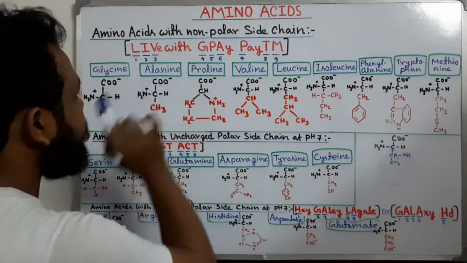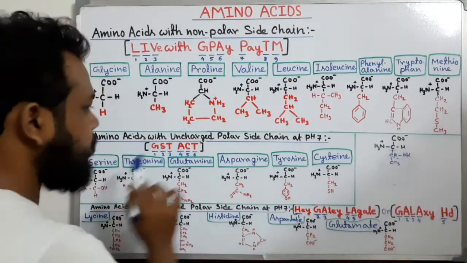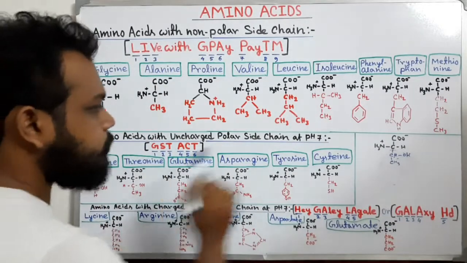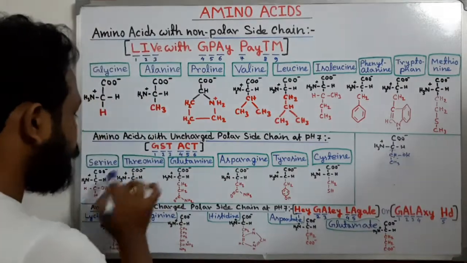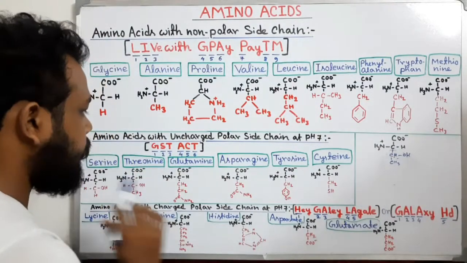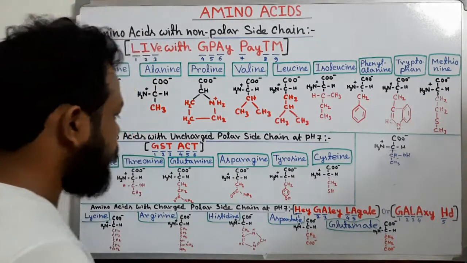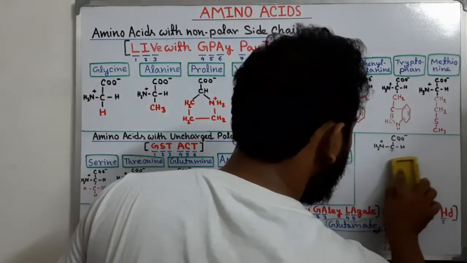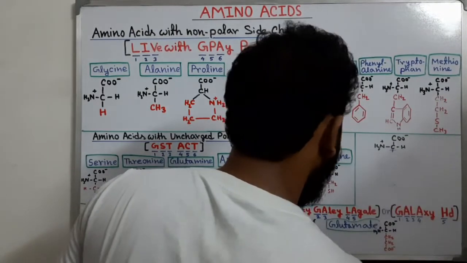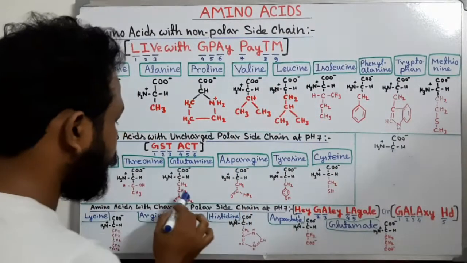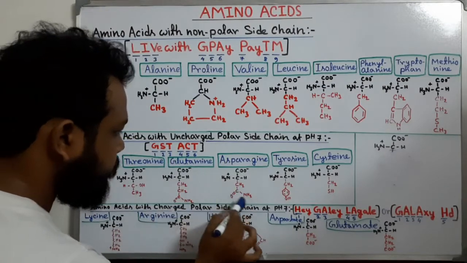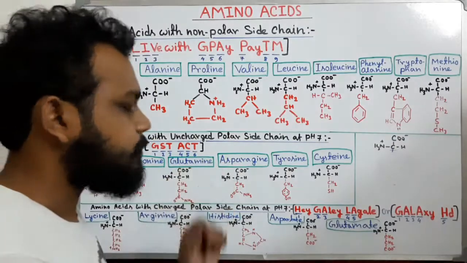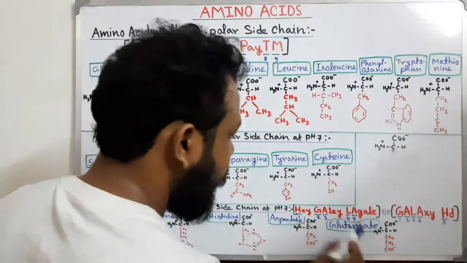At first we draw the alanine structure. Next, add the wedge group, as in serine. Next, we add one CH3. That will be the structure of threonine. And next is the structure of glutamine. Glutamine and asparagine have structures related to aspartate and glutamate.